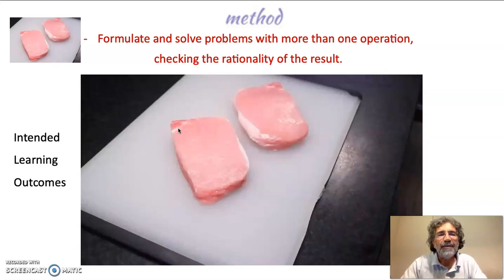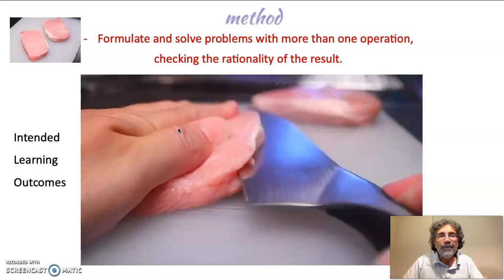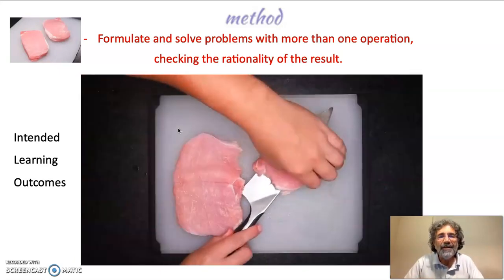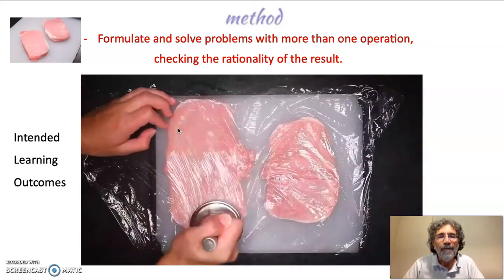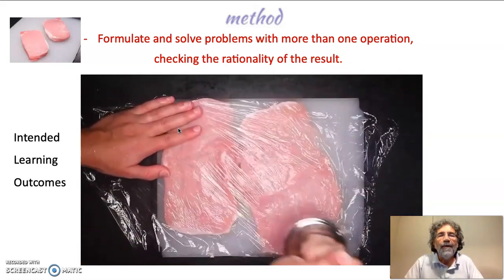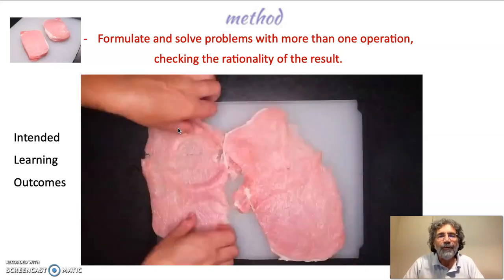Intended learning outcomes. We take a piece of intended learning outcomes, which is now for us formulate and solve problems with more than one operation, checking the rationality of the result. We take the piece meat, it's one per person, but it has to be personalized. This means that we don't just cook the meat as it is. We take the ILO and we form it according to the needs of the students. We form it in order to match our recipe, in order to make it more eatable for our students.